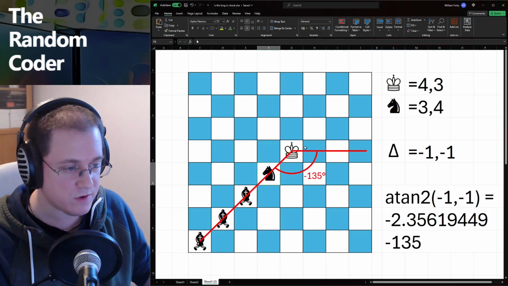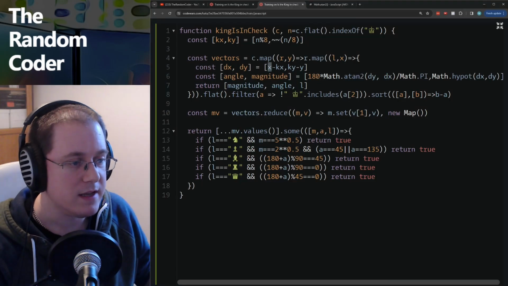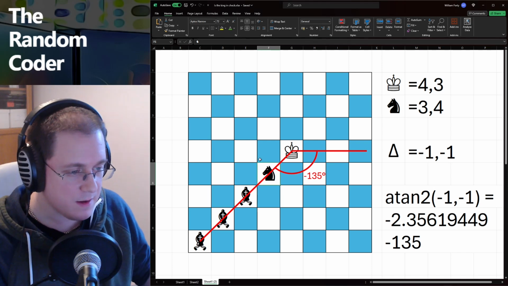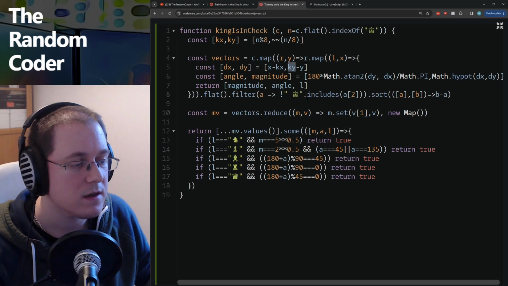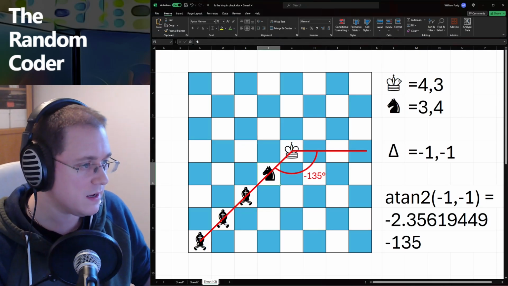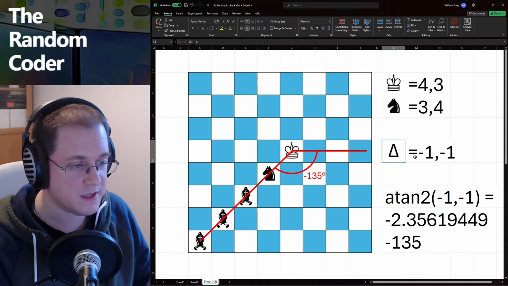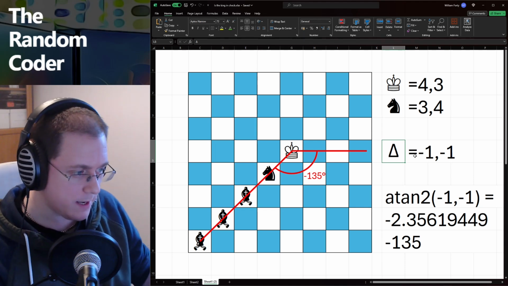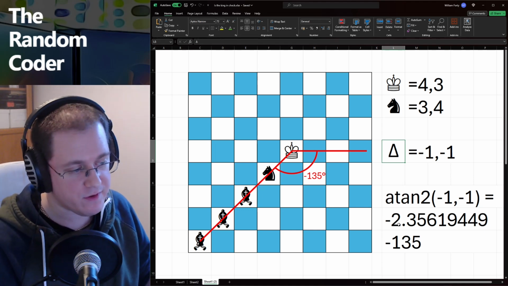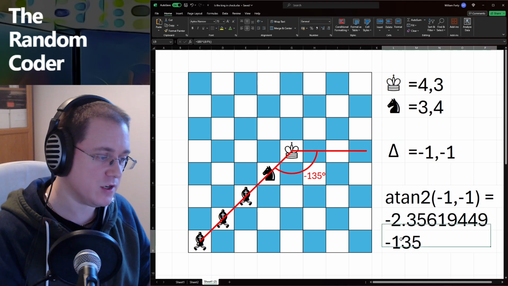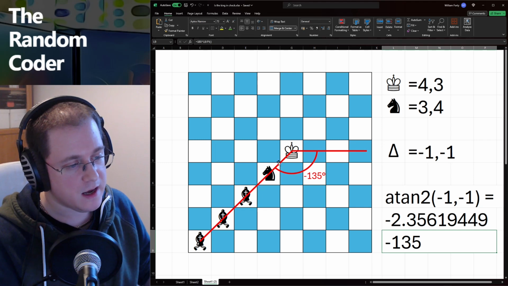So king x, which is 4, minus knight x. Hold on, I got that the wrong way around, didn't I? Yeah, piece x minus the king x is minus 1. And then we've got king y minus piece y. King y, which is 3, minus piece y, which is 4. So we get minus 1 for the delta values of x and y. Now, if we feed that into the atan2 function, we get minus 2.35 radians. Converting that to degrees, we get minus 135 degrees, which is represented by this here.